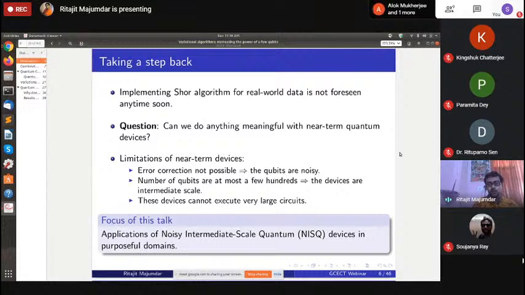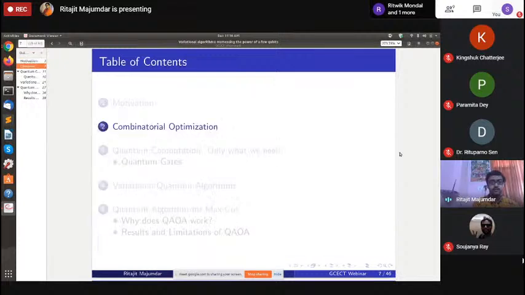But what can we do using a miscu device? Is there anything meaningful that we can do? Obviously we can, and that brings us to this combinatorial optimization problem. So let's dive into this. Those of you who have taken algorithm or automata class will be a bit familiar with this. Those of you who haven't, let's walk through it together.